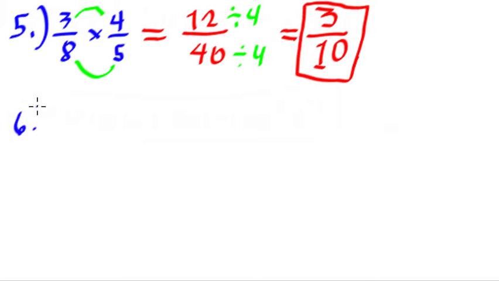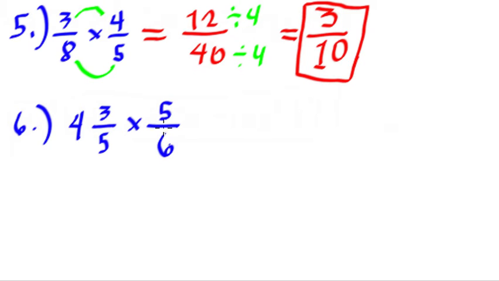Okay, for number 6, we have 4 and 3/5 times 5 over 6. Now, what we have here is a mixed number multiplied to a simpler fraction. So we cannot just, unlike in subtraction where we can subtract fraction to fraction, that will be illegal for multiplication and division, both of them. So what we need to do first is to transform this first factor into an improper form.